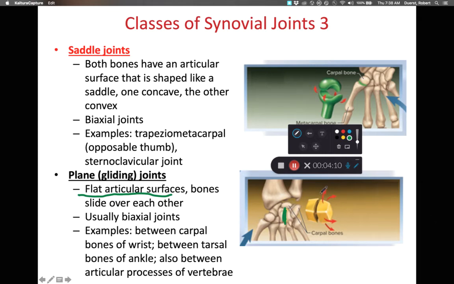These planes are going to allow for a mild range of motion on 2 planes of movement. So they're biaxial joints. Between the carpals of the wrist, tarsals of the ankle, or articular processes of the vertebrae, we have plane joints that are present.